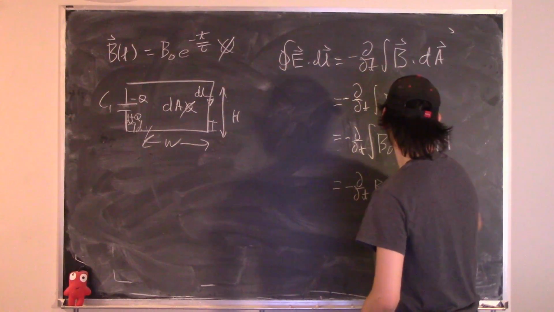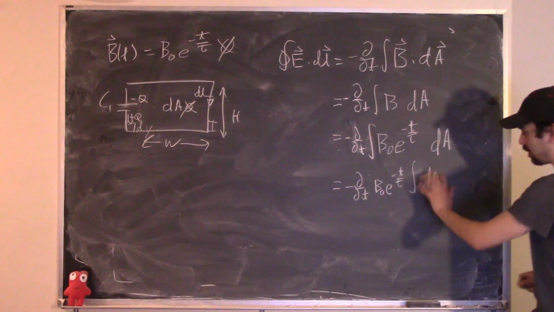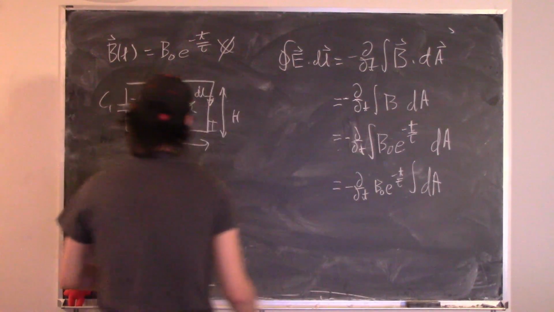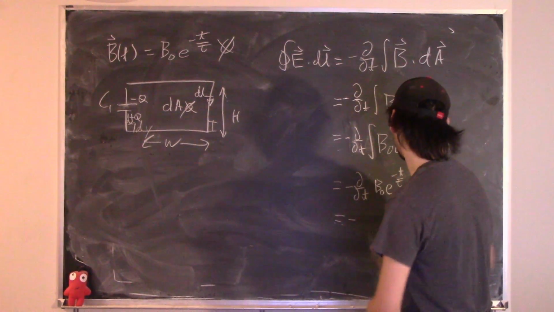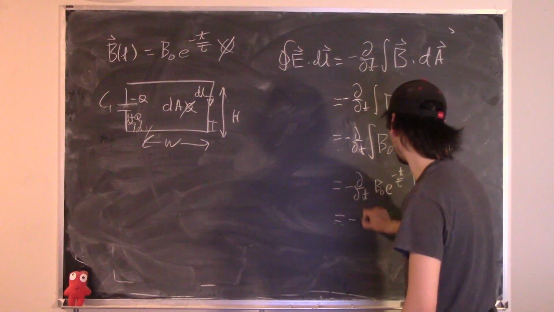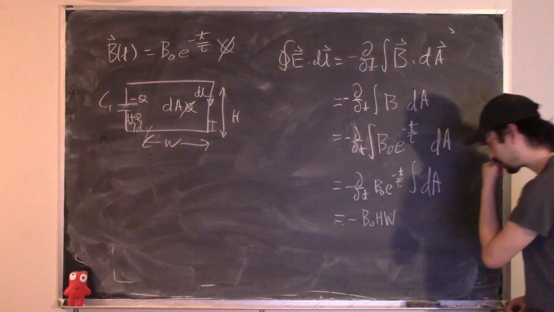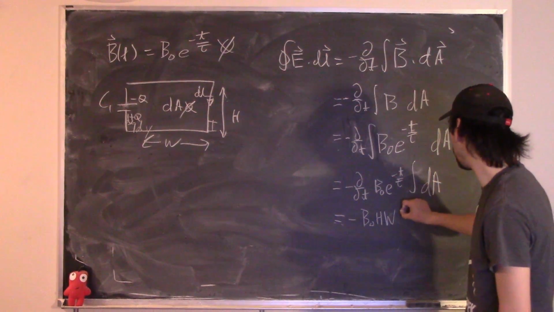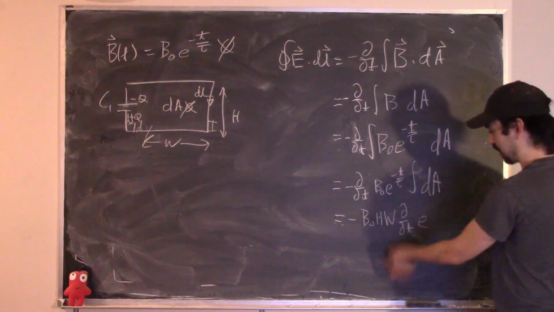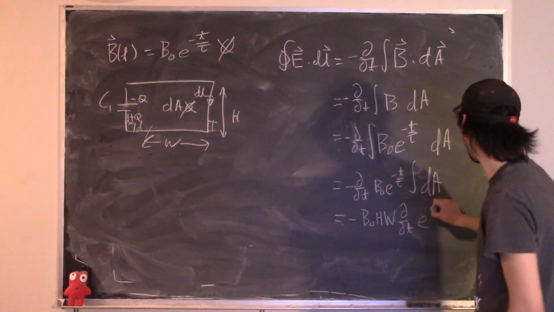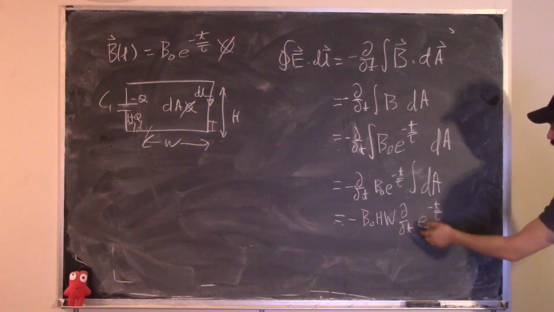So this is minus partial derivative with respect to time, B0 e to the minus t divided by tau, integral dA. The integral dA is just going to be the width times the height. And so then this is going to be equal to minus, I'll move the B0 over here as well. So this is B0 times h times w times the partial derivative with respect to time, I have a negative sign over here, of e to the minus t divided by tau.